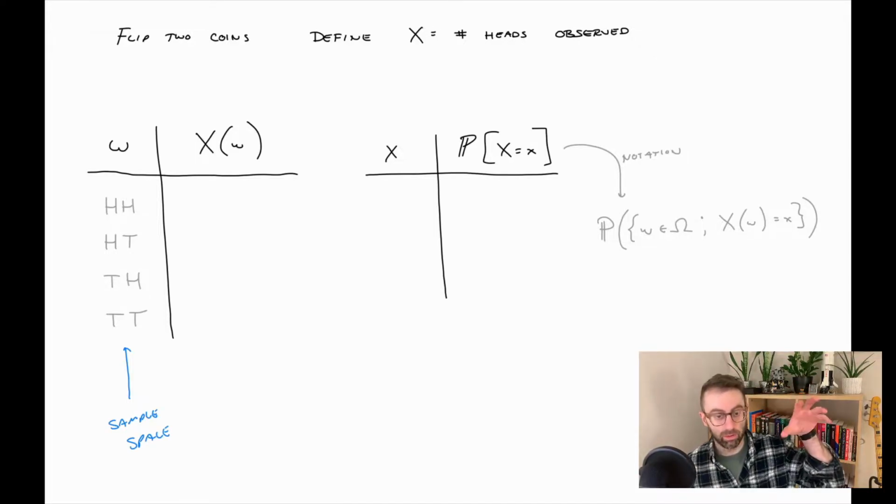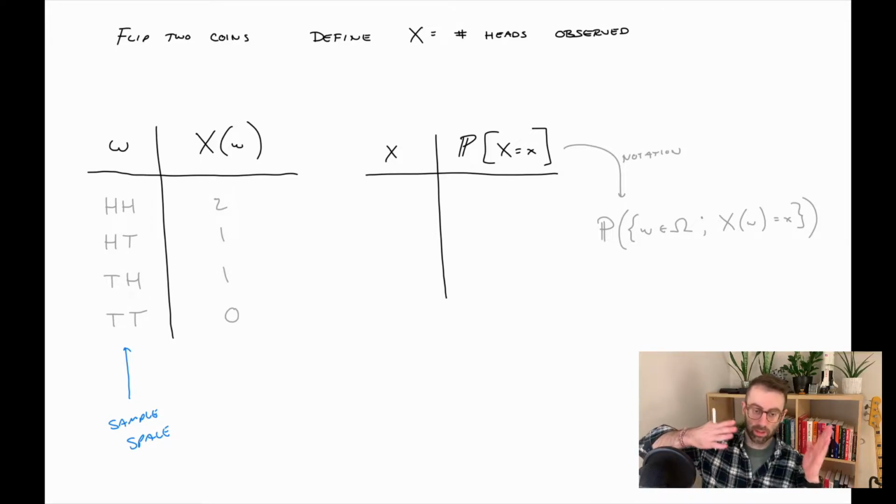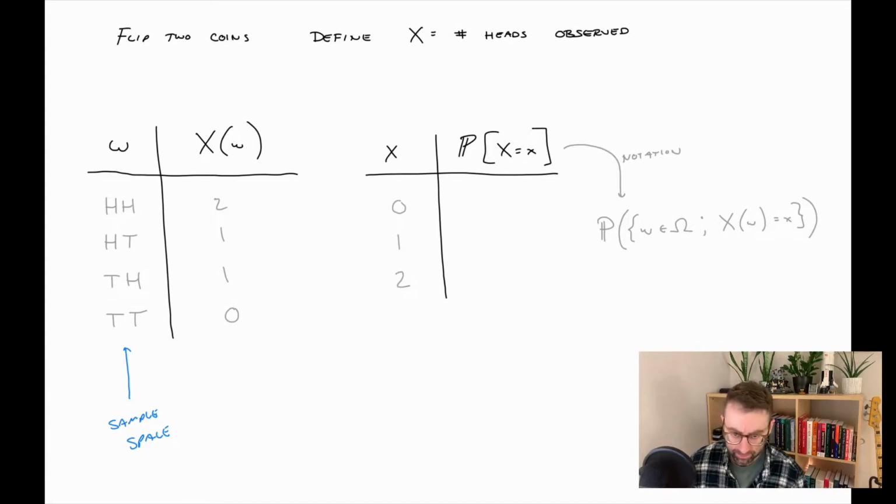Then I'm going to apply this function to each of those outcomes, which essentially looks at the outcomes and counts how many heads there are. So there's 2 here, 1 here, 1 here, and none here. Now I want to look at this no longer with the sample space attached, but just as a random variable. The possible values of the random variable are 0, 1, and 2. Now I want to calculate the probability of these potential outcomes.